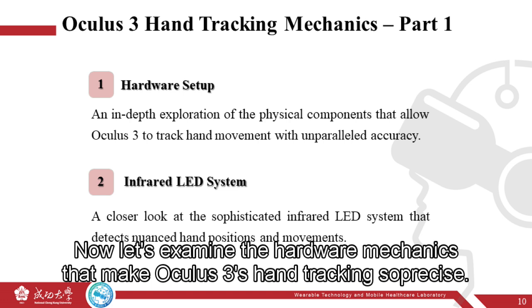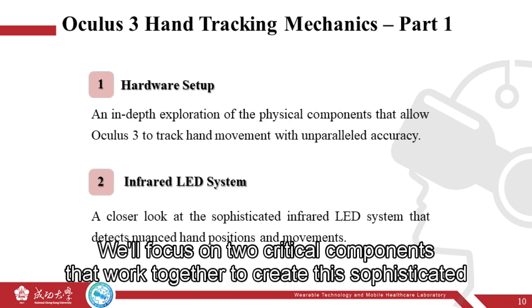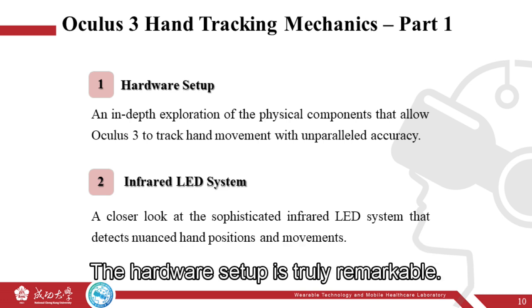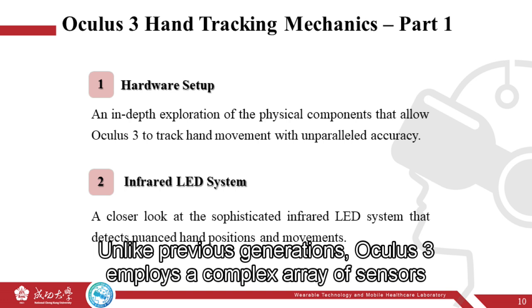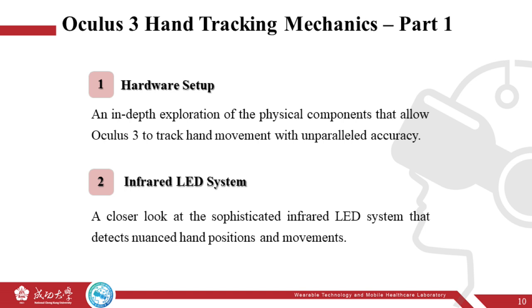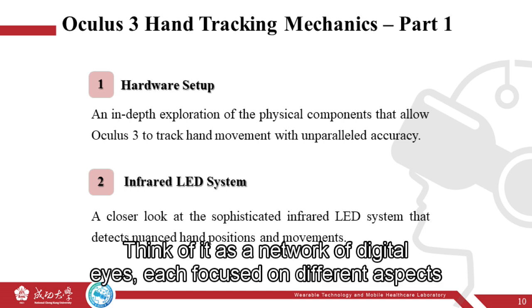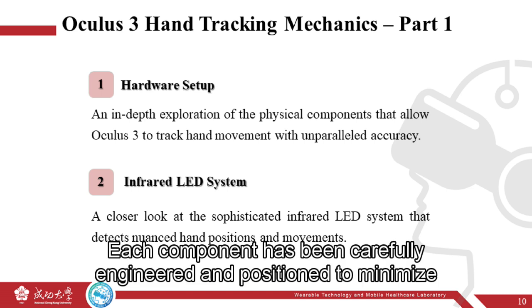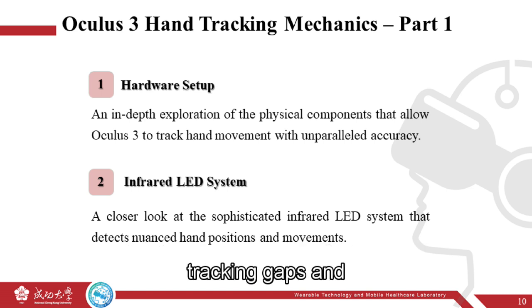Now let's examine the hardware mechanics that make Oculus-3's hand tracking so precise. We'll focus on two critical components that work together to create this sophisticated system. The hardware setup is truly remarkable. Unlike previous generations, Oculus-3 employs a complex array of sensors strategically positioned to capture every subtle hand movement. Think of it as a network of digital eyes, each focused on different aspects of hand positioning. Each component has been carefully engineered and positioned to minimize tracking gaps and maximize accuracy.